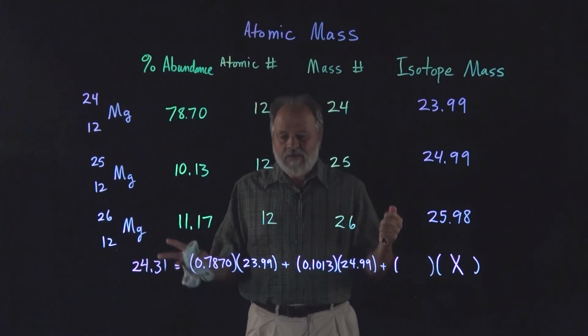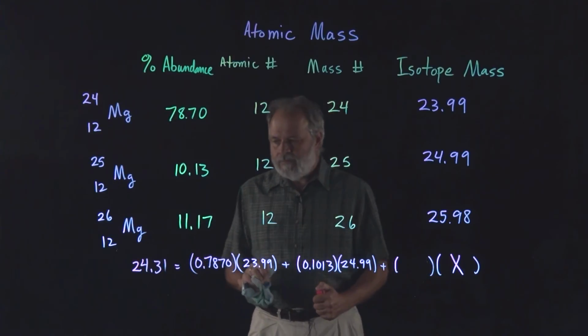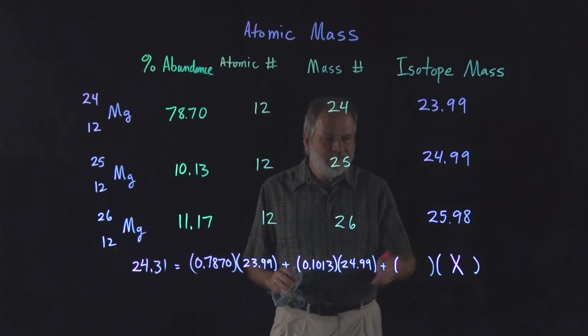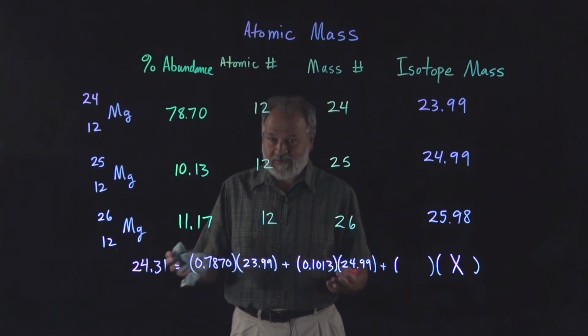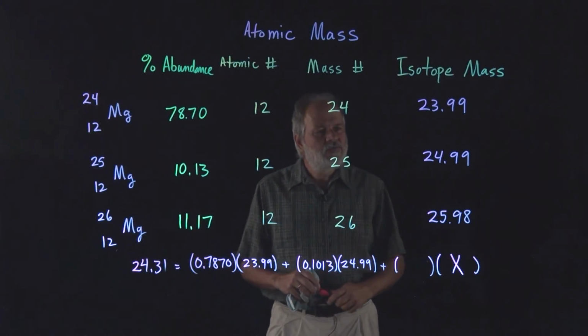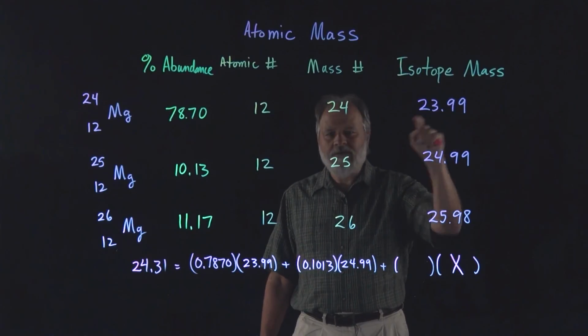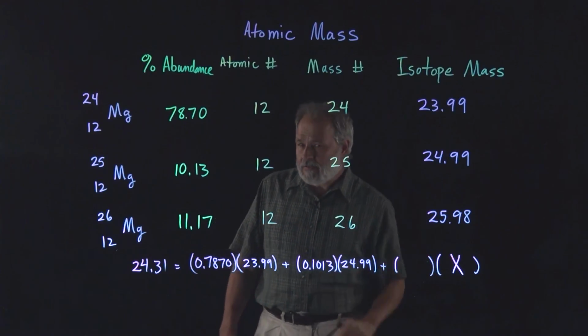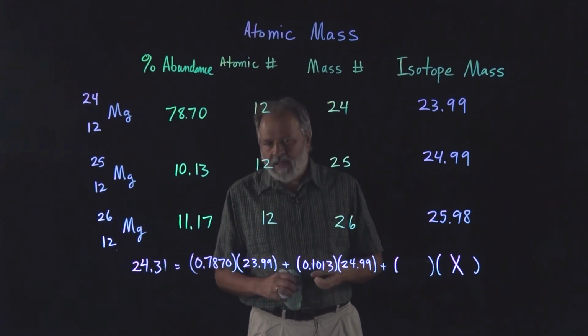Now the other thing you should realize is that you can get a good guess for what the missing isotope is. If you know it's magnesium-26, then you know the mass is going to be about 26. And the other thing is when you're calculating an average, the average can never be smaller than the smallest number, nor larger than the largest number. So these are important checks on whether you're doing the calculation right or not.